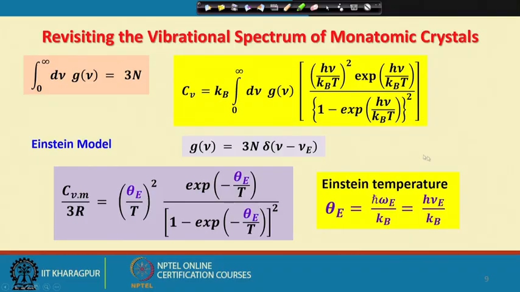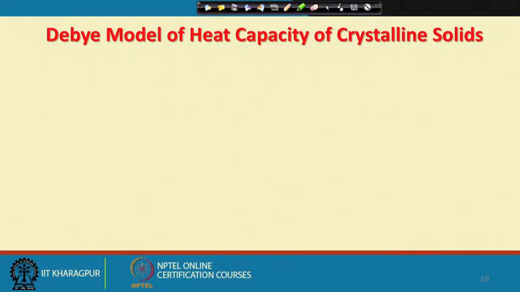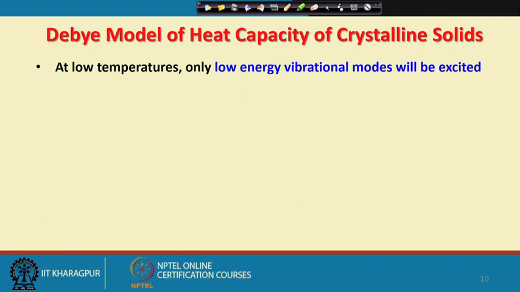Now, let us go ahead and try and see how we can improve this, because we have already seen that this is not good enough, especially at low temperature. So, what we do next is we introduce to you the Debye model of heat capacity of crystalline solids. So, here there were a few more considerations that turned out to be crucial in analyzing the low temperature behavior of heat capacity of these solids.